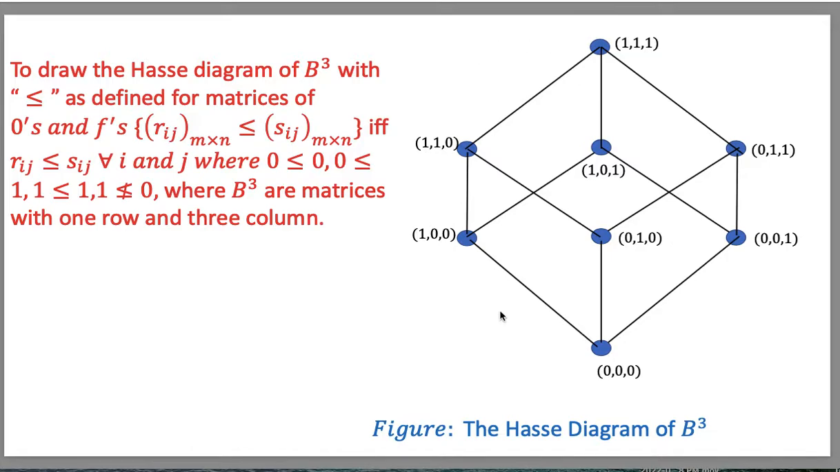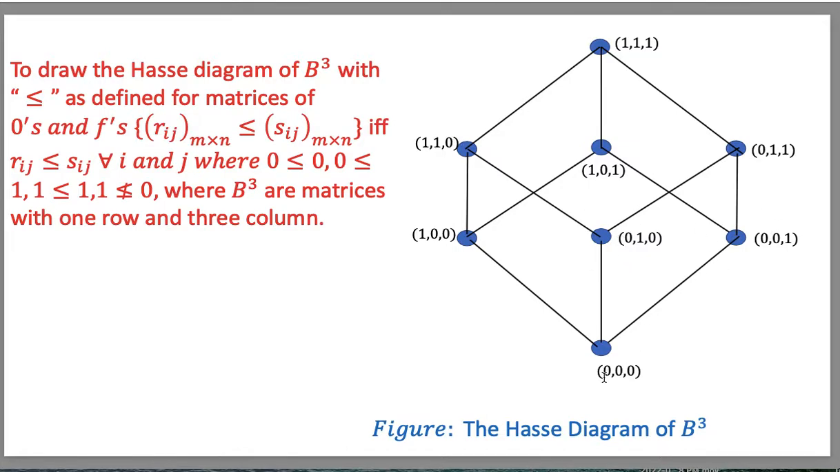Now this is the Hasse diagram of BQ, where BQ are matrices with 1 row and 3 columns, defined as matrices of zeros and ones where Rij, m by n, is less than or equal to Sij, m by n if and only if Rij is less than or equal to Sij for all i and j, where 0 is less than or equal to 0, 0 is less than or equal to 1, 1 is less than or equal to 1 and 1 is not less than or equal to 0. It means BQ are matrices with 1 row and 3 columns. So 0, 0, 0, 1, 0, 0, then 1, 1, 0, here 0, 1, 0, 0, 0, 1.